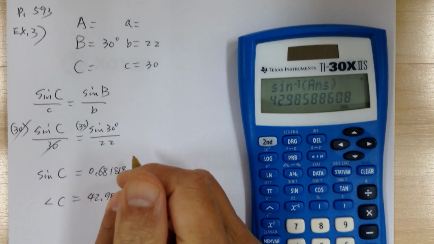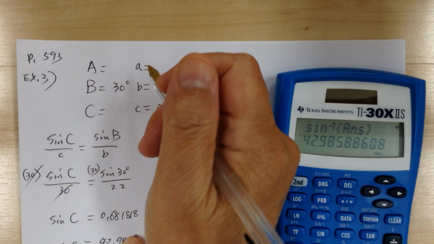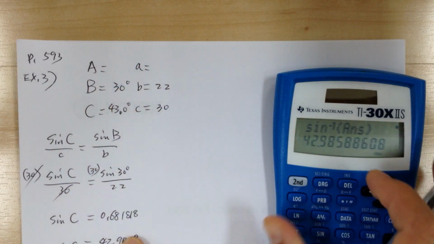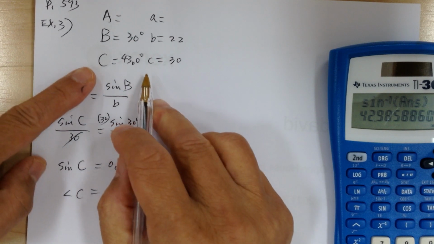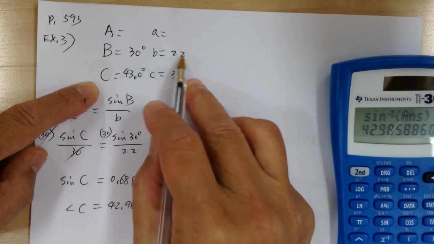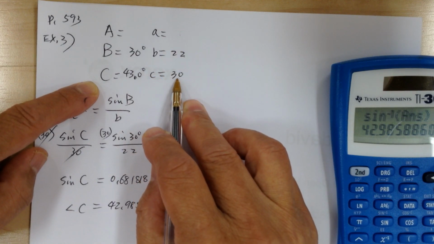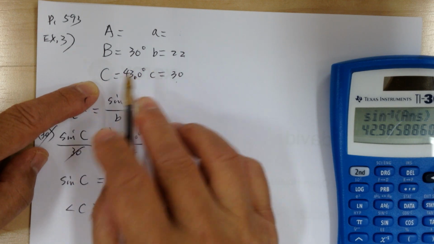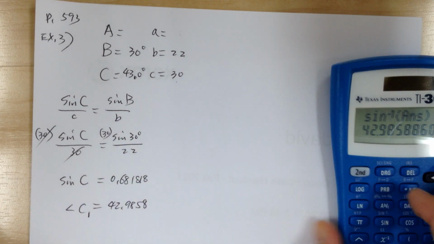So this will give me 43 degrees, right? Because 42.9858 will give you 43 degrees. So angle C would be 43.0 degrees, okay? Now, over here, you have to get a second case because this is bigger than that, but since you don't know this number, this could be the longest side, and this could be the largest angle. So again, if you don't know for sure, then you have to check. Okay, so I'm going to call this angle C1.